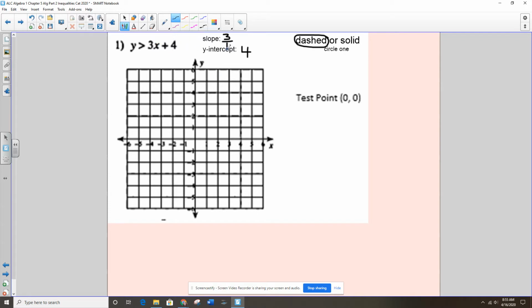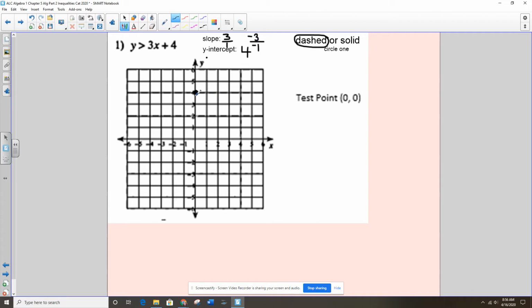So start by graphing the y-intercept at 4. And then do a slope of 3. Now, if I try to go up 3 and over 1, it goes right off the page. You can mark it there, but this is a great time to talk about that 3 over 1 is actually the same as negative 3 over negative 1, because a negative divided by a negative is a positive, so these are the same.